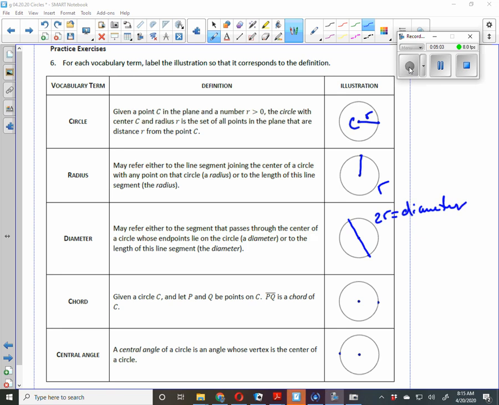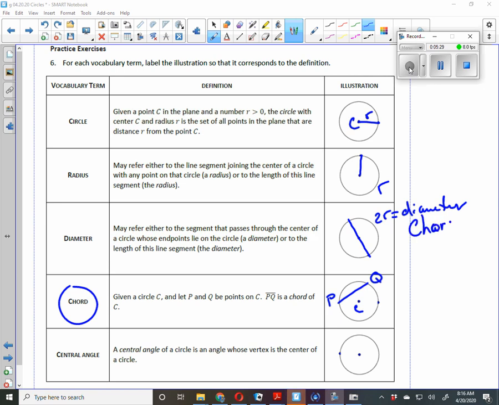A chord. Now, this is a new term here. A chord is some segment PQ, with P and Q points of circle C. Remember, this is still circle C. Now, the chord does not necessarily have to go through the middle. If the chord does go through the middle, then the chord is a diameter. So you can call the diameter a chord.